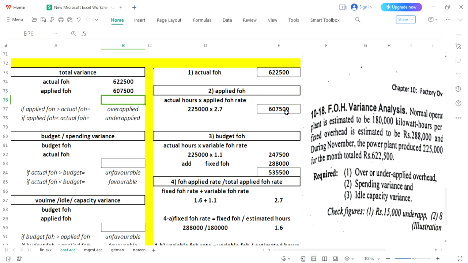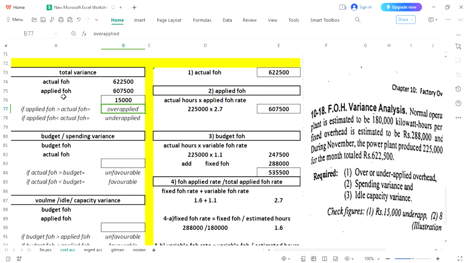It's time to calculate under or over applied FOH, or total variance. It is called total variance. How will you calculate it? By calculating the difference between actual and applied. Actual 622,500. For the difference, you will subtract applied FOH, which was 607,500, and here you have got your total variance. It's time to see whether it is over applied or under applied.